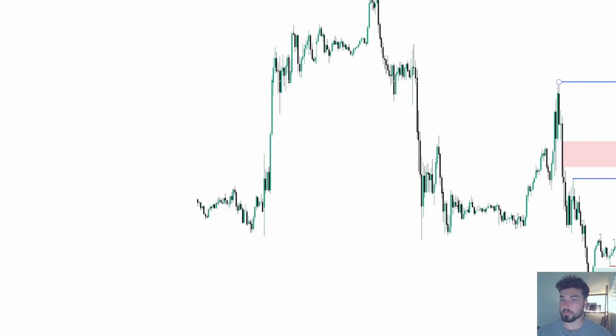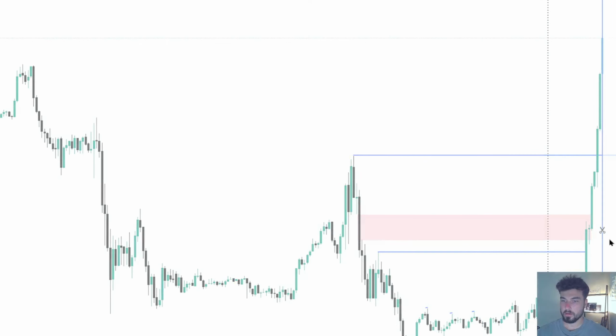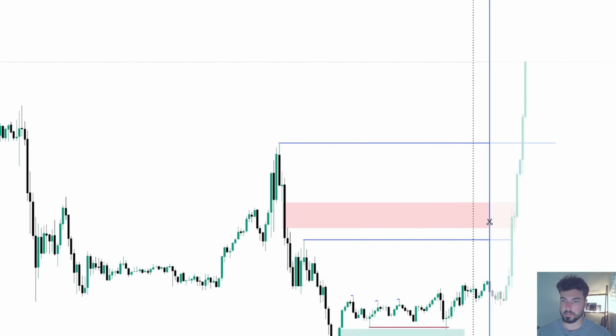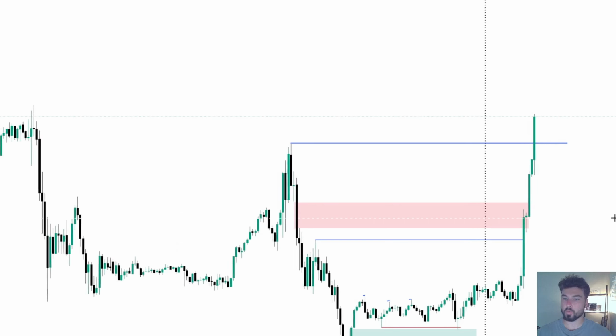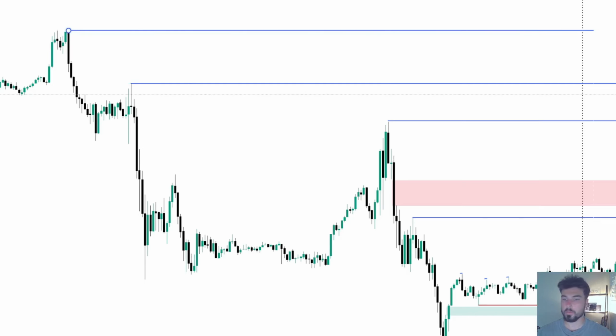When this swing high is swept, where do I think price is going to go next? Right, let's go back here. Let's go one bar less. When this swing high is swept, where should price go to? Well, price should probably go to this swing high and potentially to the all-time highs.